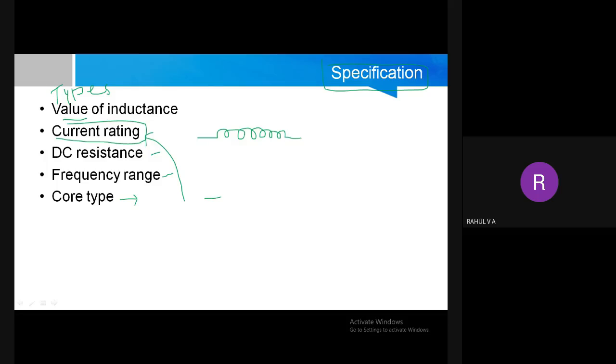There is no voltage rating in the case of an inductor, because the magnetic flux or the magnetic energy is formed due to the current that flows into this coil. The magnetic energy depends on the current entering the coil. It does not depend on the voltage, it depends completely on the current. That is why we specify a current rating.